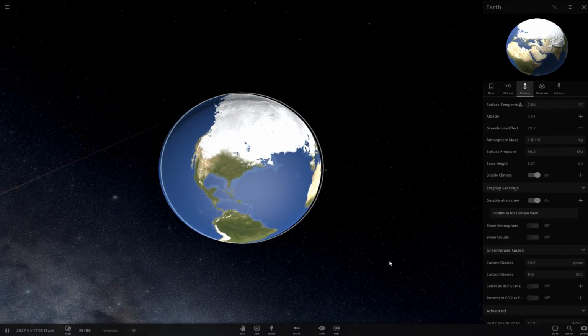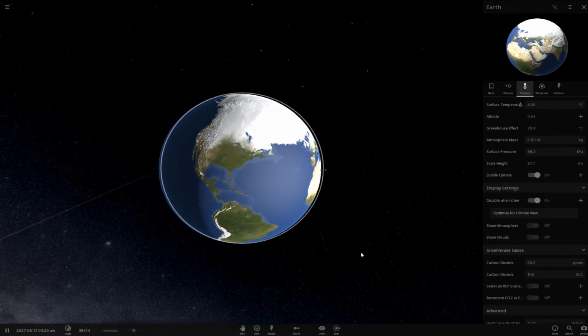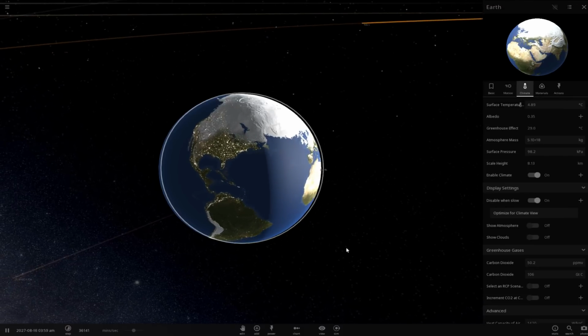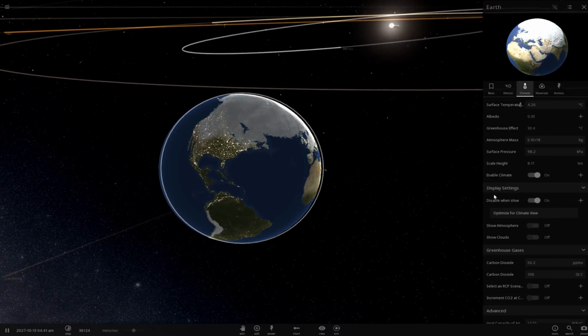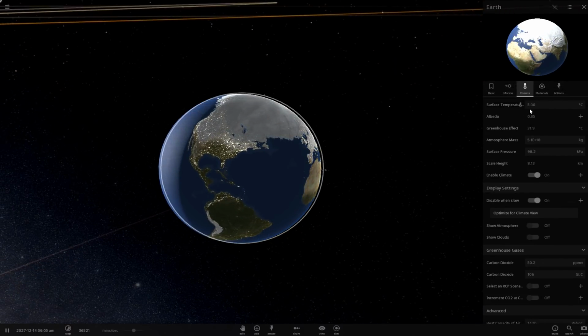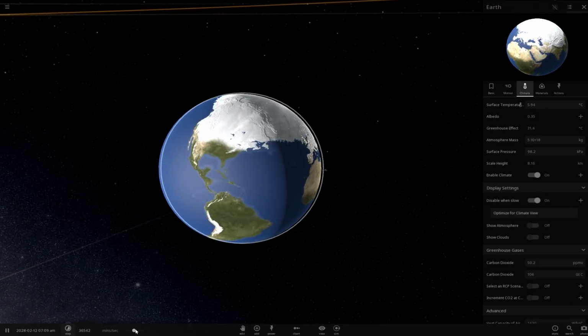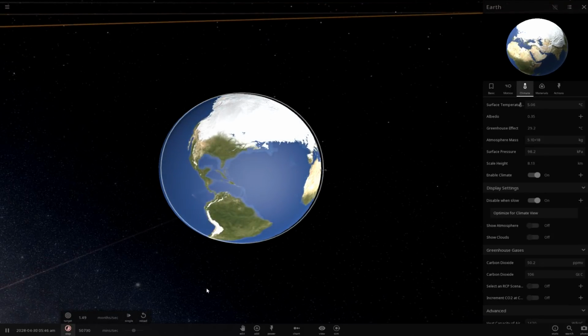And I think at 50 parts per million of carbon dioxide, we're going to have a serious ice age here. And this is obviously happening way faster because I'm obviously exaggerating things.